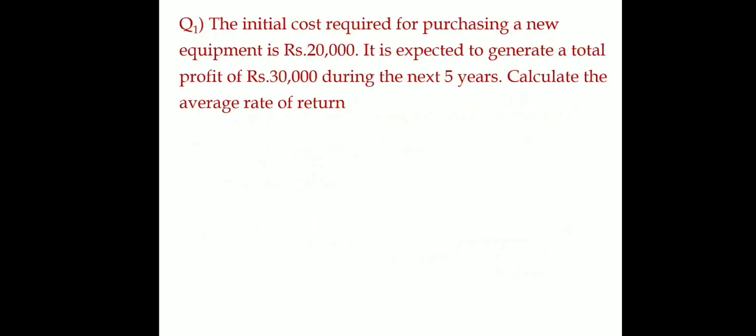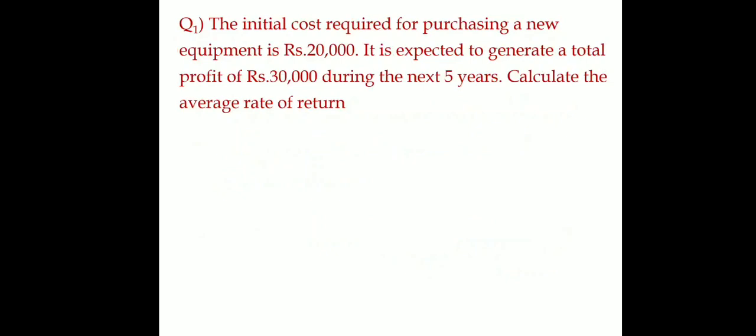We will go for a problem to understand whether that is happening in the industry. It is a problem discussed in your K2 question paper, so be careful while doing this one. The initial cost required for purchasing a new equipment is 20,000 and it is expected to generate a total profit of 30,000 during the next 5 years. Calculate the average rate of return.